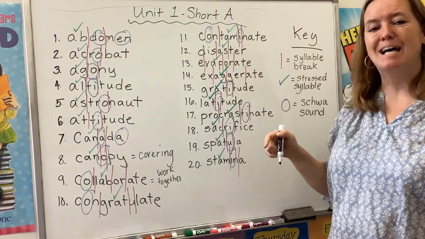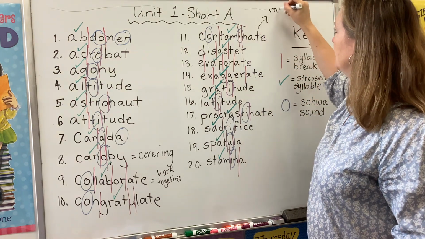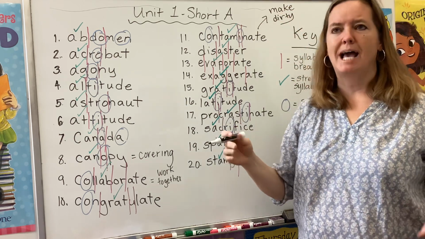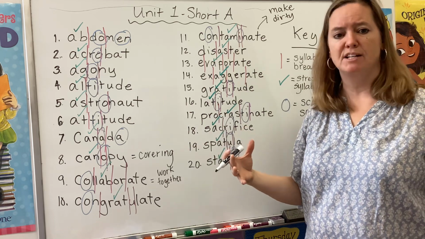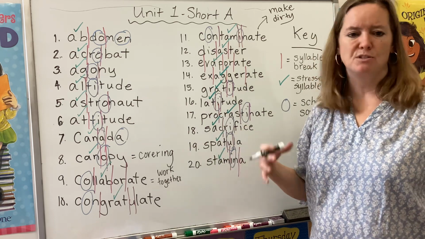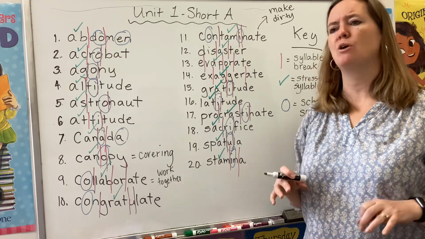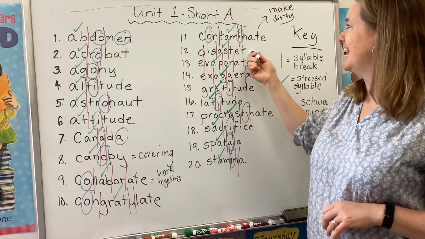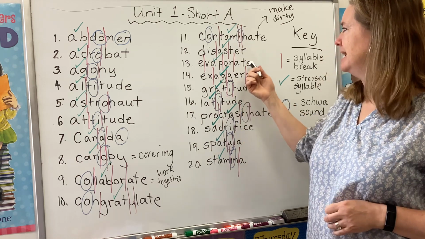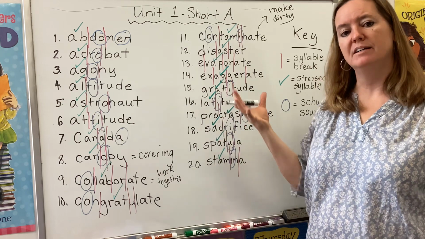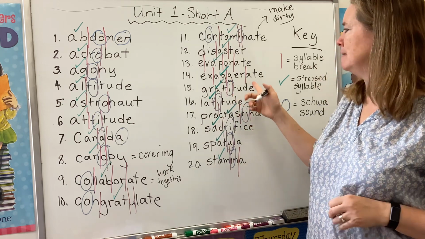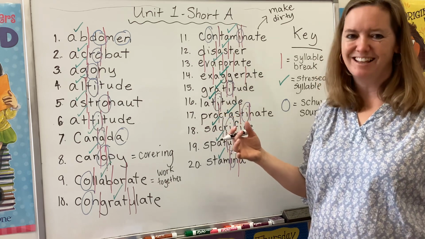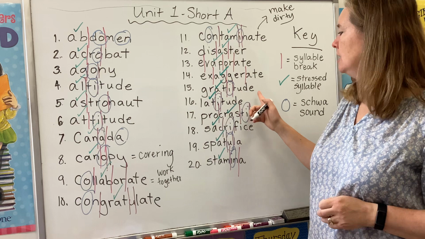When you contaminate something, you make it dirty, right? If we have a pond or a reservoir where our fresh drinking water comes from, people aren't allowed to swim or dump trash in there because we don't want them to contaminate the water. We want to keep it clean. A disaster, big problem. Evaporate, that's when water disappears into the clouds. Exaggerate, right? When you say, oh, I ate 10 pizzas last night, you're exaggerating.